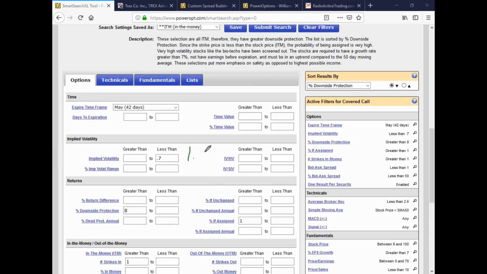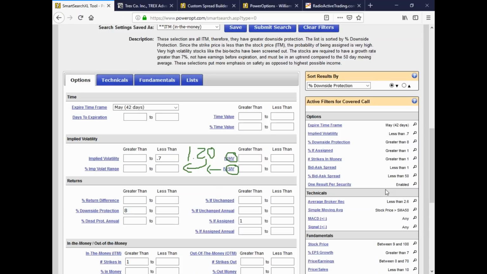So if you have an IV-HV ratio of 1.2, that tells you that the implied volatility is 20% higher than the stock's 50-day volatility. SIV is the average implied volatility of the near term in-the-money and out-of-the-money calls and puts. So you can still look for options where your near term series has a higher implied volatility than the average of all the other options around it.